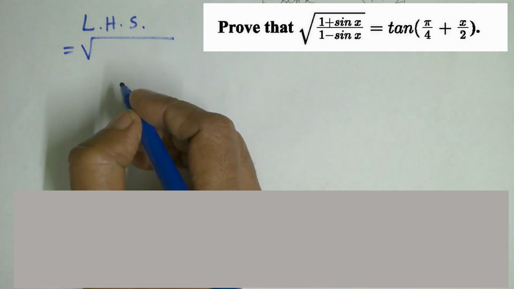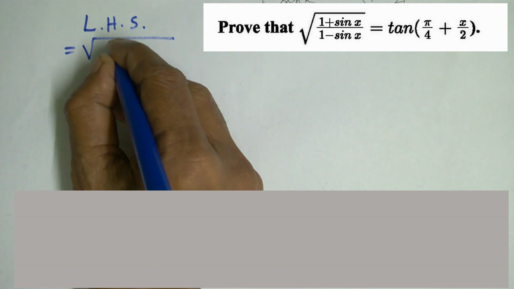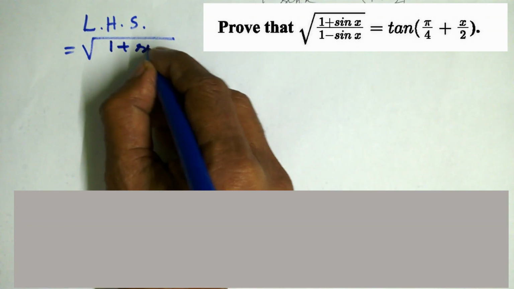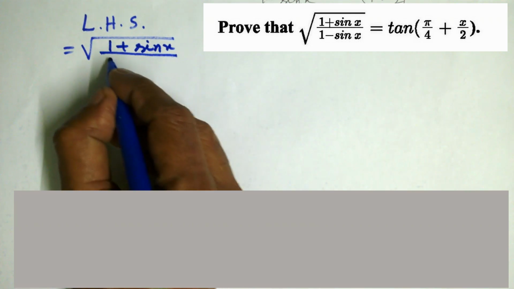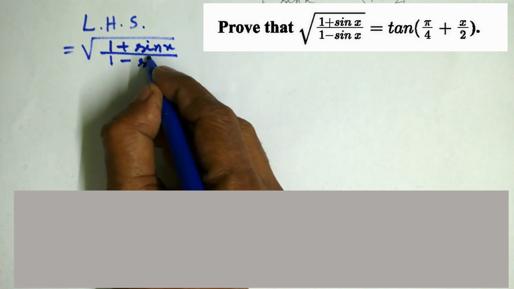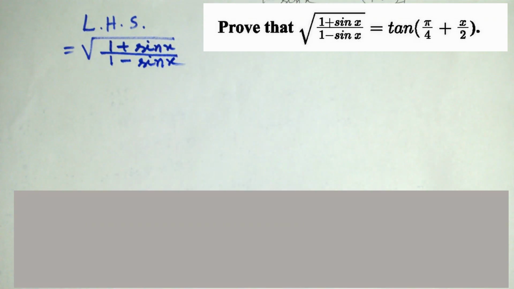Now solve the question. Left hand side is equal to root over (1 plus sin x) by (1 minus sin x). See, the right hand side is in terms of tan, so we have to convert sin x in terms of tan. Also we have to remove the radical sign, that is the root.